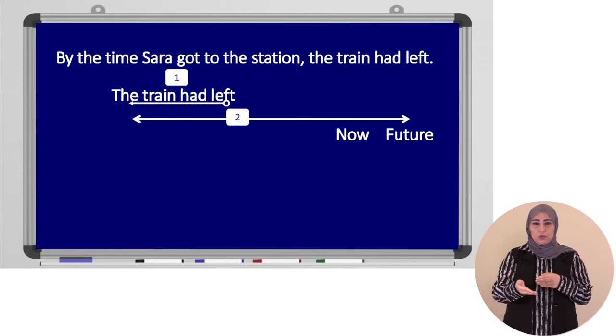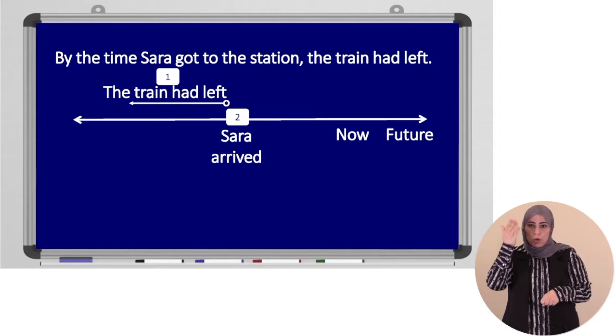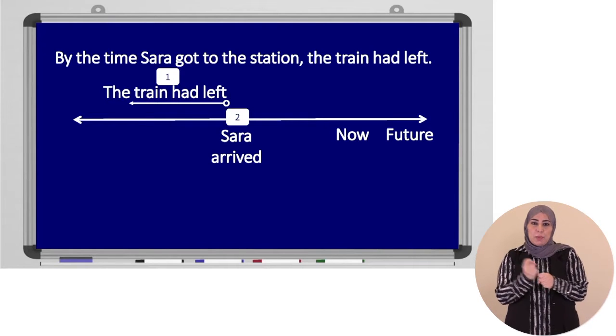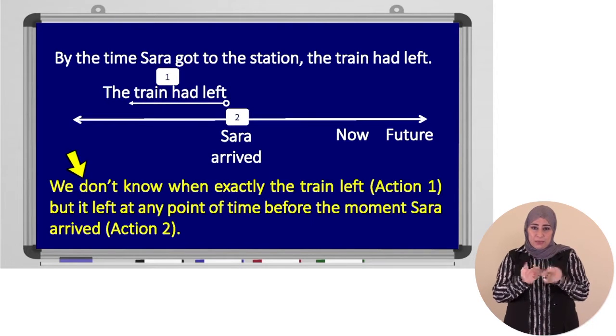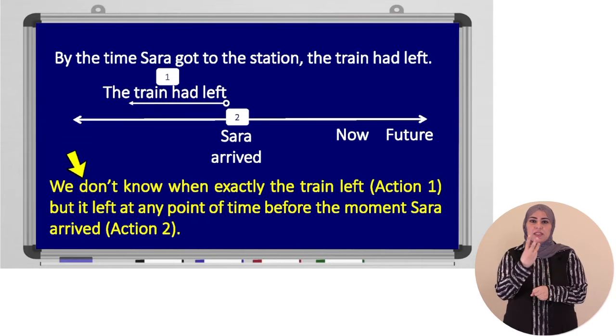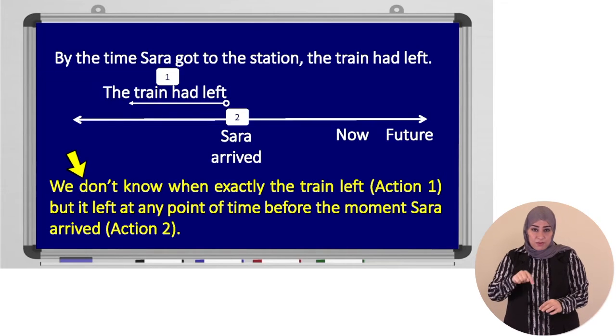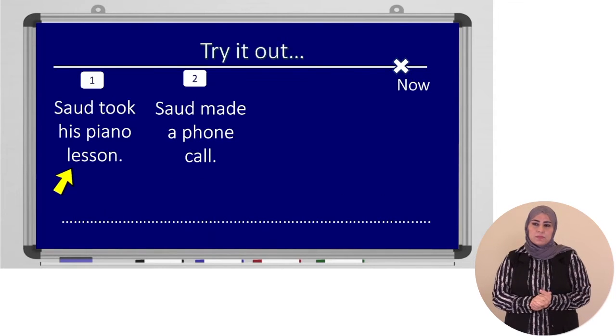We're in now. The first action, the train had left. The second action is Sarah arrived. So did she get on the train or not? We don't know when the train left, which is the first action, but it left at any point of time before the moment Sarah arrived, which is the second action. So did she get on the train? No, she didn't. Let's look at another example, also using the timeline. The timeline helps you visualize the actions so you can answer easily.